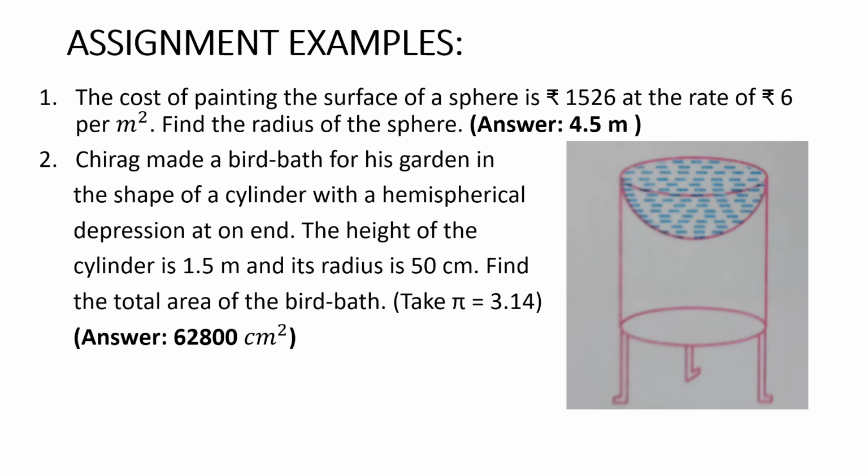Second one, Chirag made a bird bath for his garden in the shape of a cylinder with a hemispherical depression on one end. The height of the cylinder is 1.5 meter and the radius is 50 centimeter. Find the total area of the bird bath. Take pi is equal to 3.14. Remember over here you have a cylinder and you have a hemispherical depression in it. So since you have to find the total area, you have to add both these areas. The answer is 62,800 centimeters square.